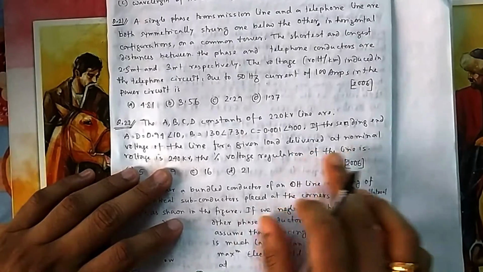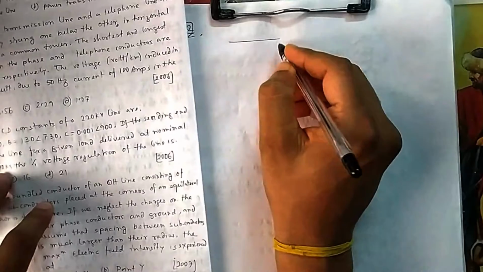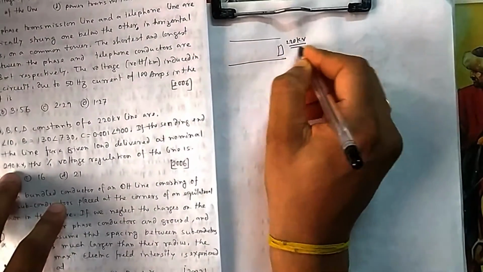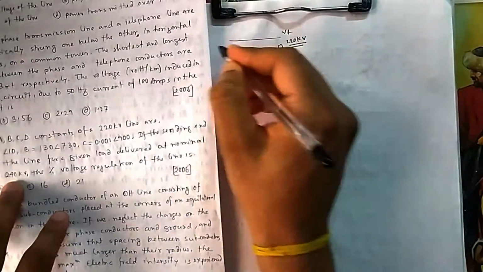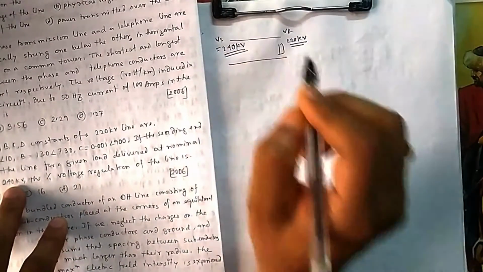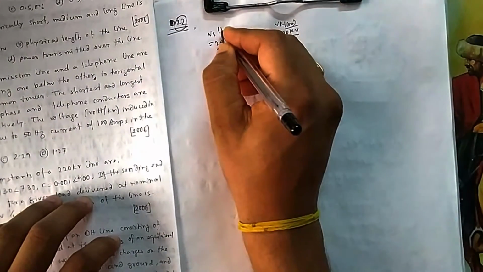Your full load voltage is given as 220 kV. Suppose some load is connected here, and this side voltage is 220 kV. To get this voltage at the receiving end, at the sending end you are sending power at 240 kV. So this is at a particular load.